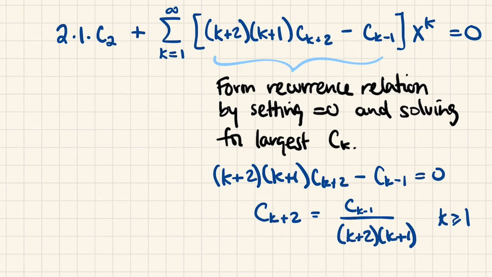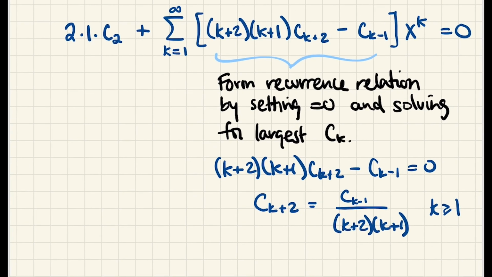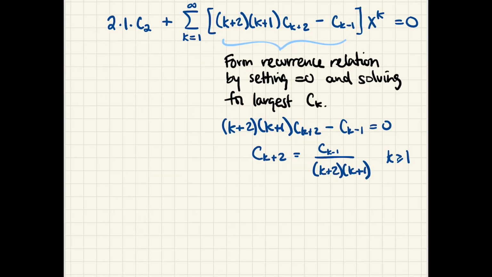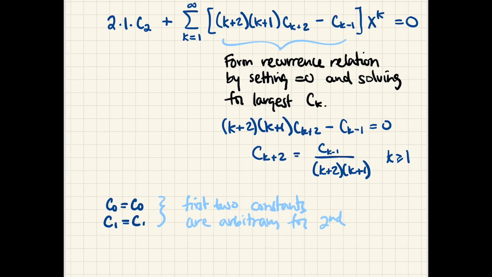This was a second order differential equation, which means that we expect there to be 2 unknown constants. So we're going to now just write down all our constants, and we're going to use the recurrence relation as needed to write them all in terms of the first 2 constants. So we have c0 equaling c0 and c1 equaling c1. The first 2 constants are arbitrary for the second order differential equation. However, all the other ones can be written in terms of c0, c1, whatever.